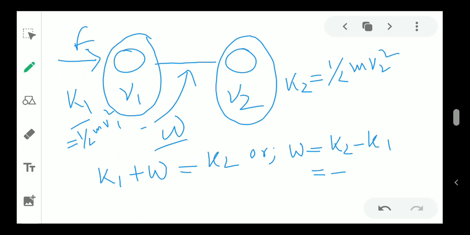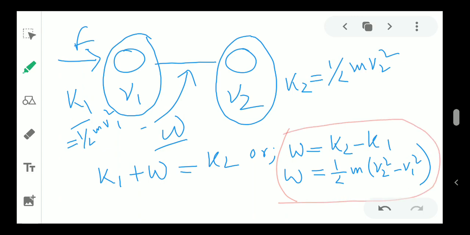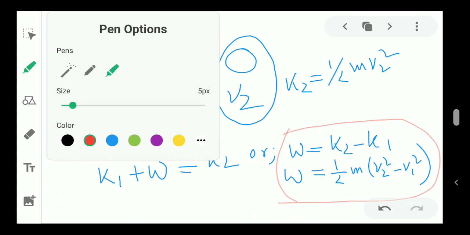So this I will get half m v2 square minus v1 square. So this thing is called the work energy theorem. It's just for the name; logically it is very easy. Like I have $5 and somebody has given me $10, so now it's $15. So I can always write 5 plus 10 is equal to 15. So I can always write like that. So this is called the work energy theorem.